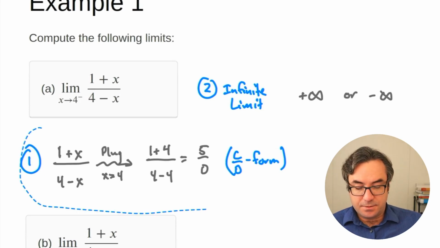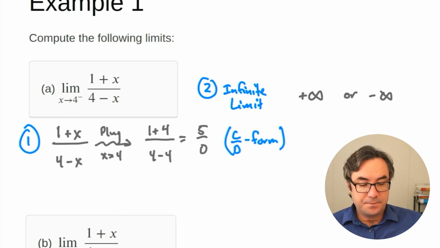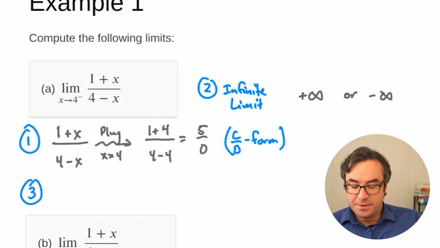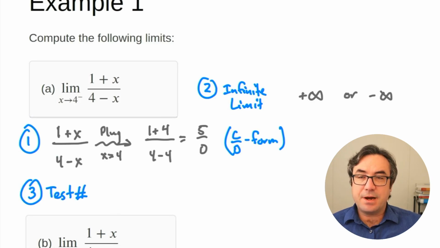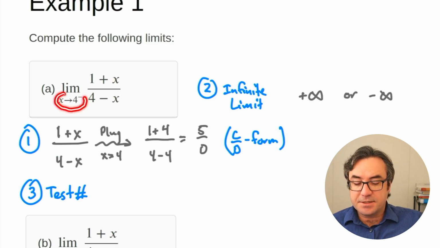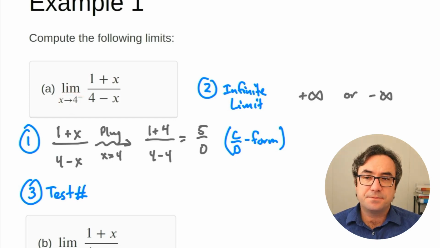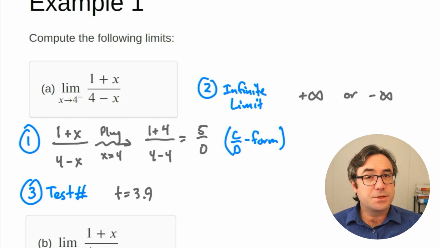So step 3 is to use a test number to figure out if the values are positive or negative. In our case, x is approaching 4 from the left. So we want to pick a number that's close to 4, but just slightly smaller. Let's pick test number 3.9, close to 4 but a little bit smaller.